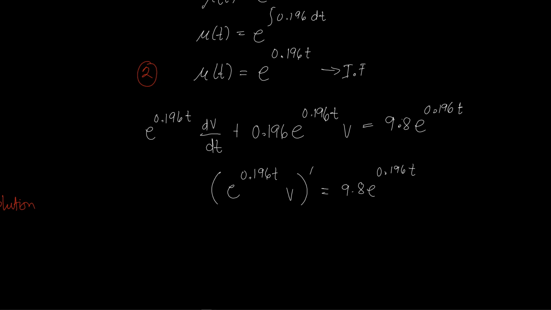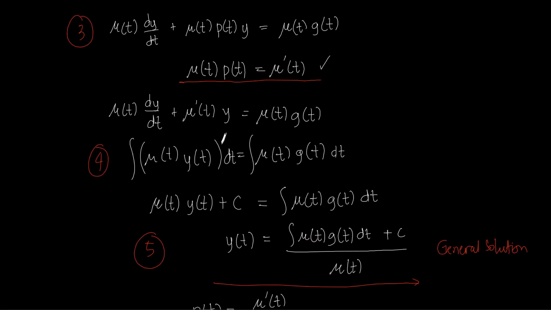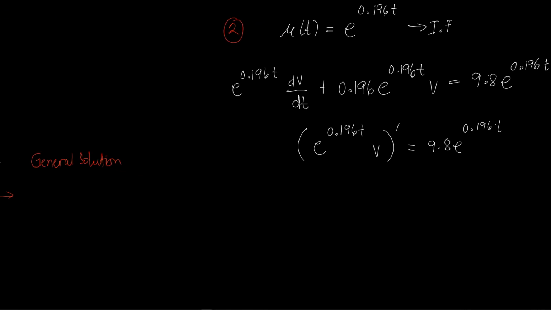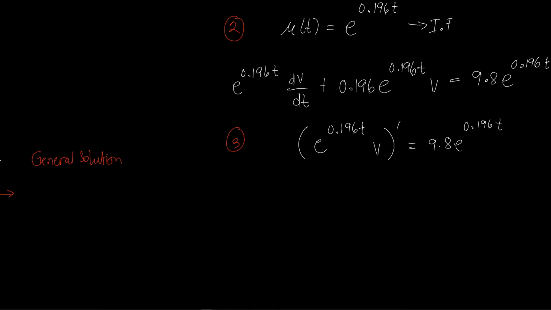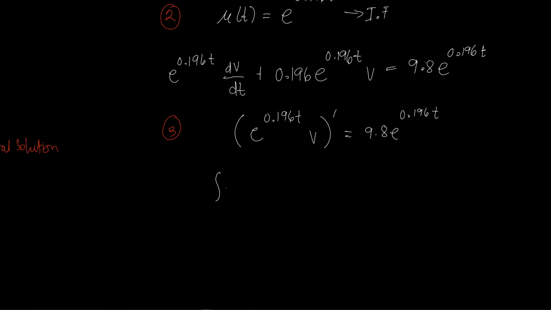Next, we have to integrate both sides. So the integral of e raised to the power of 0.196t times v dt is equal to the integral of 9.8 e raised to the power of 0.196t dt. The integral and derivative cancel out, so we get e raised to the power of 0.196t times v equal to the integral of, with 9.8 taken outside.